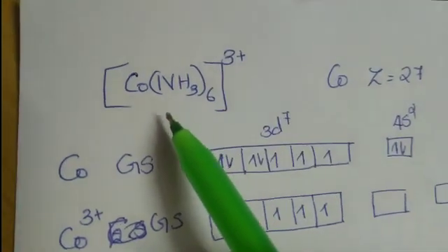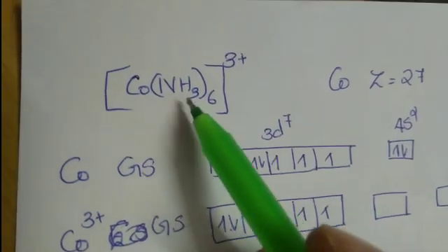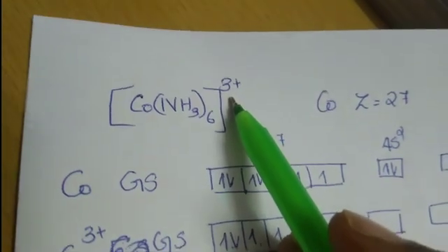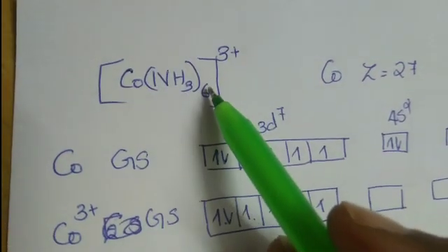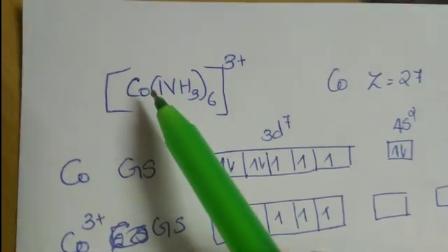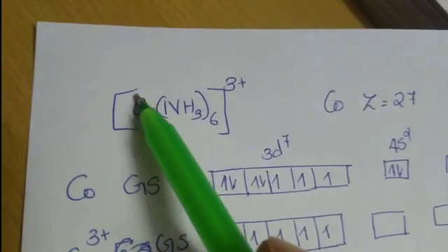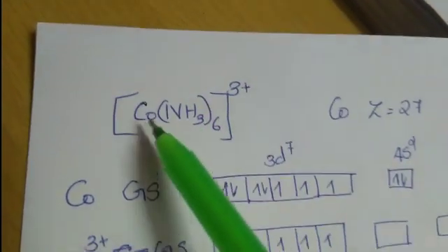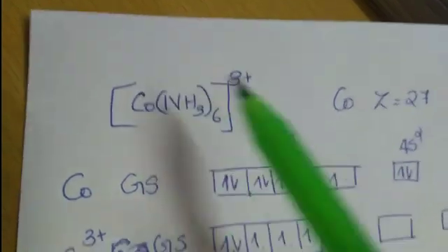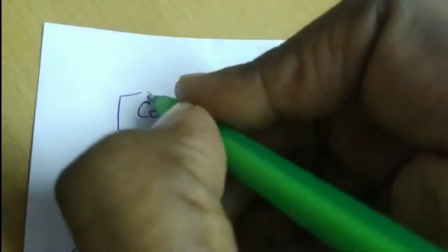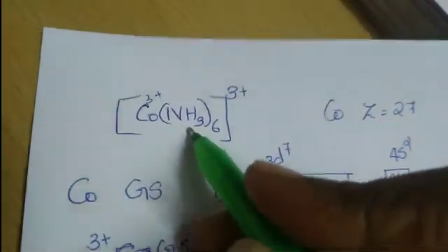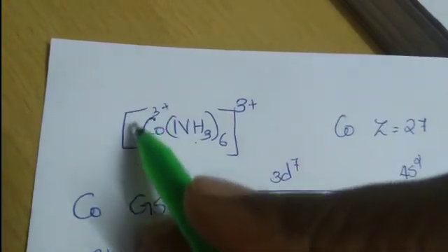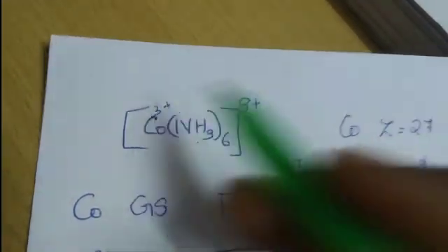The first example that we are going to discuss is [Co(NH3)6]3+. Okay, cobalt NH3 6 3+. First we need to find the oxidation state of the central metal. What is the oxidation state of the central metal? It is 3+, isn't it? Ammonia is a neutral ligand, and hence the oxidation state of this metal is 3+.